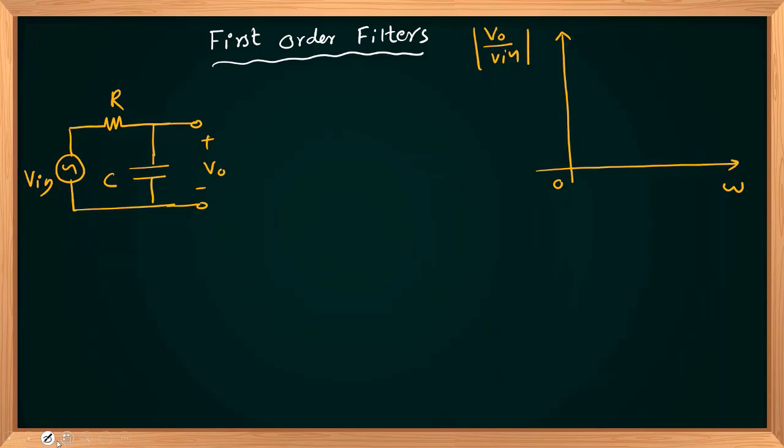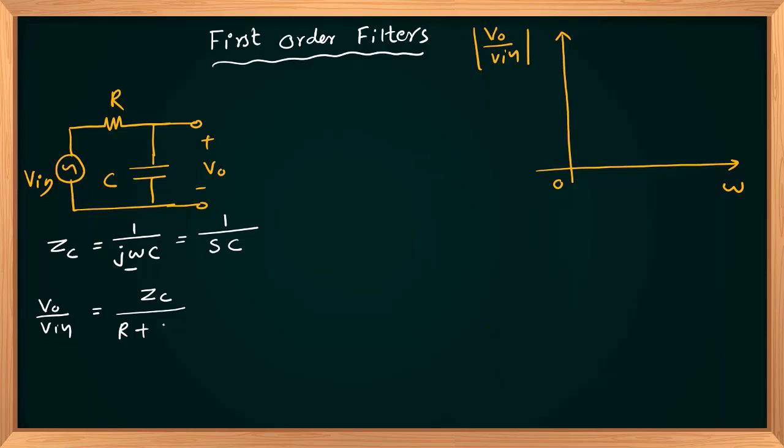Here, the impedance corresponding to the capacitor is called ZC, and its value is 1 over J omega C. Omega is angular frequency, and C is the value of capacitance. This is equal to 1 over SC, because S is same as J omega. From the above circuit, the voltage gain V out upon V in can be obtained using a simple voltage division rule, that is capacitive impedance upon total impedance in the circuit. That's equal to 1 over SC divided by R plus 1 over SC.